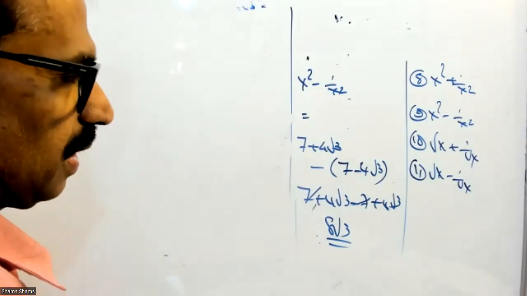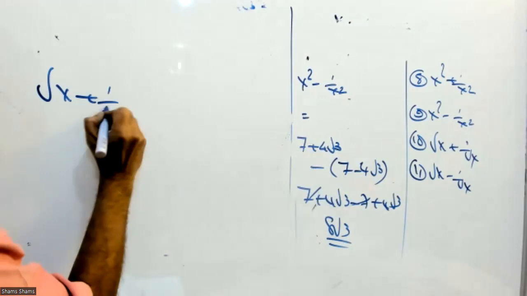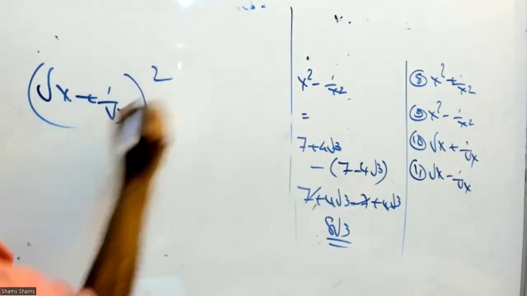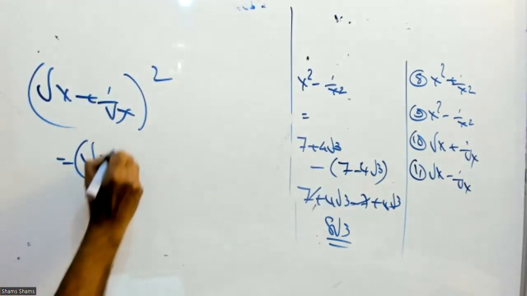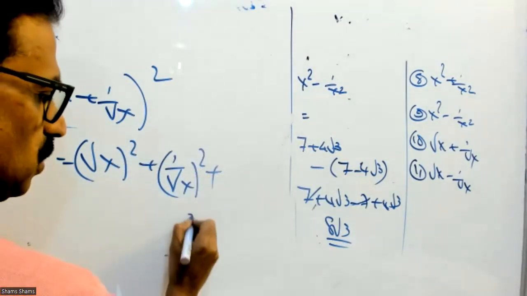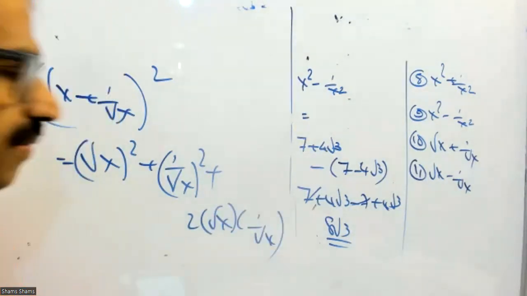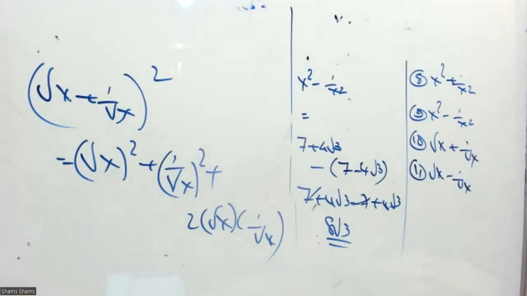Look at here. Okay. Listen. Question number 10. Root x plus 1 by root x whole square. Squaring: root x whole square plus 1 by root x whole square plus 2 into root x into 1 by root x. Agree or no? Right? Okay, copy.